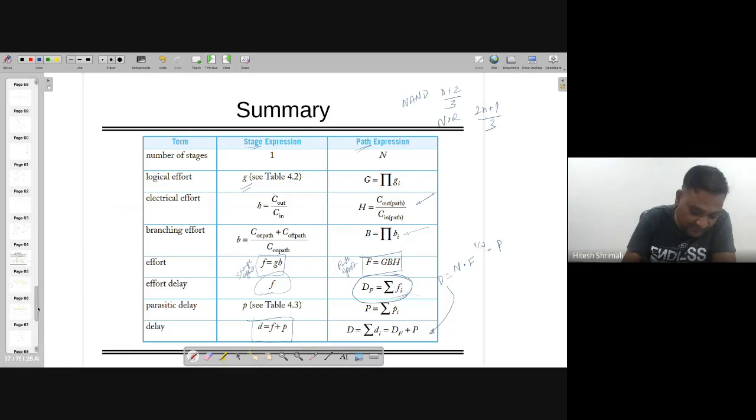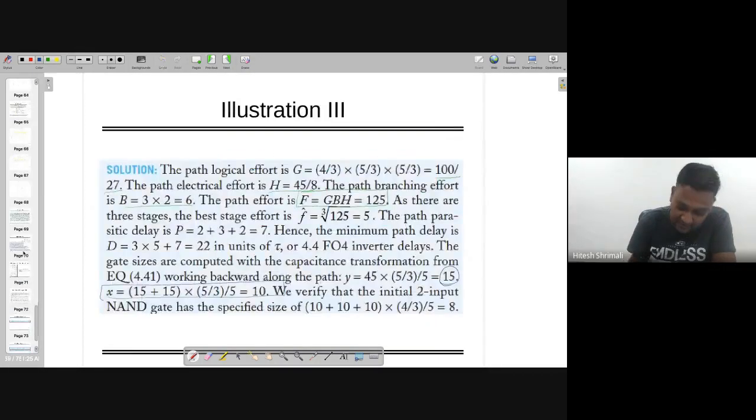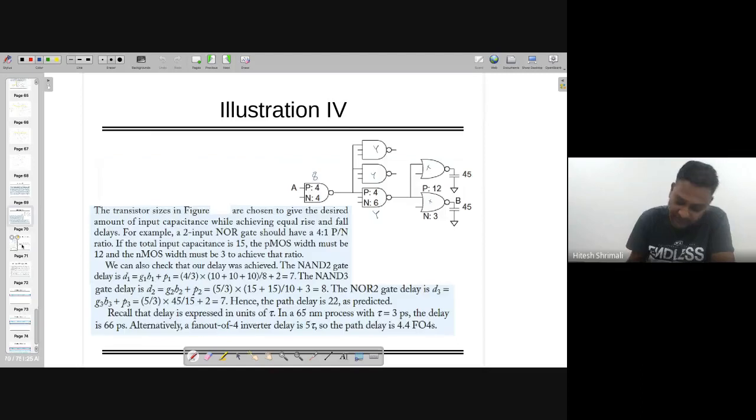So in that case, I am not solving completely, but you can see here it's already solved. You can see here that the first delay is g1 h1 plus p. So for this one, g1 h1, I know that g is equal to 4 by 3. H is nothing but, I know that all these are 10. So 30 divided by 8 is going to give me h, and plus 2 parasitic delay of this particular gate, it's going to give me the first delay.